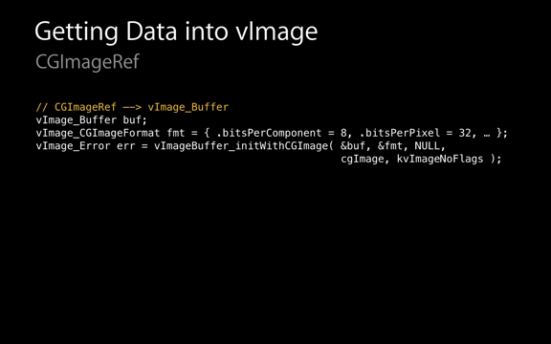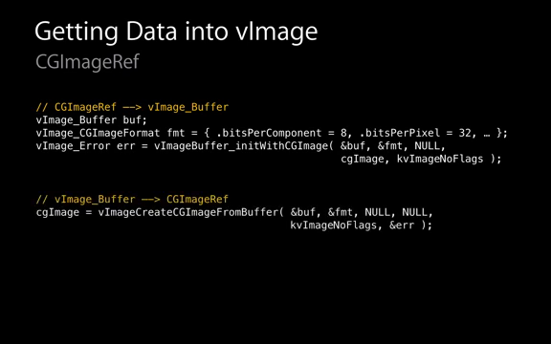And then you're going to make a single function call, vImageBuffer_InitWithCGImage. This takes an uninitialized vImage buffer. It takes the structure describing the format and the CGImage. At the end of this, it's going to return a fully initialized vImage buffer, and you can do whatever you need to do. The round trip is just as easy, a single function call.